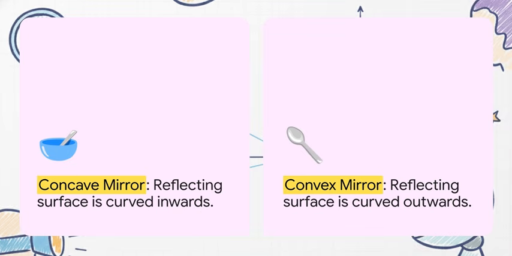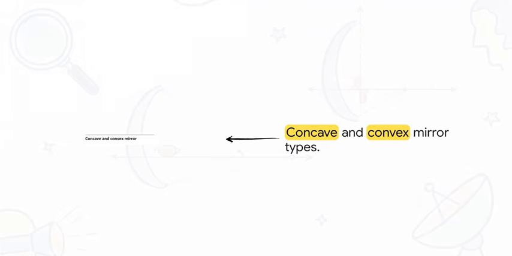But on the flip side, if the surface bulges outward, like the back of the spoon, well, that's a convex mirror. And this brilliantly illustrates the difference visually. Notice how the concave mirror cups inward, almost like it's trying to catch the light. This inward curve is absolutely crucial because it makes it a converging mirror. It takes all those incoming light rays and gathers them closely together.